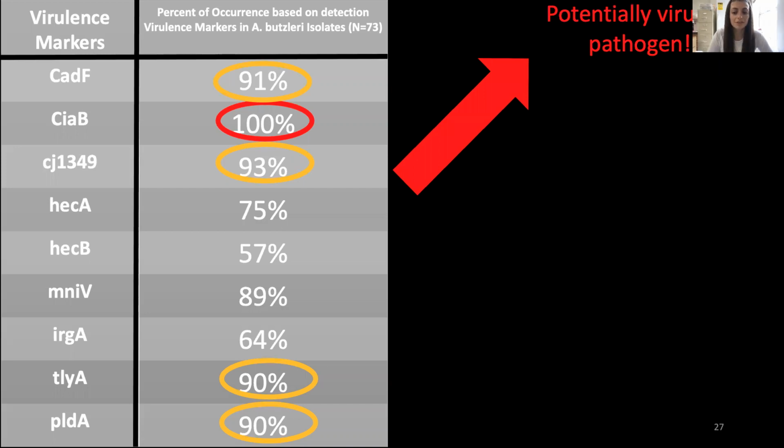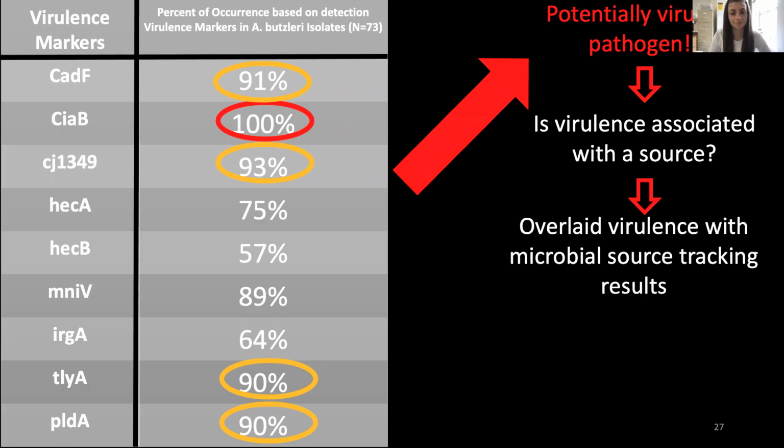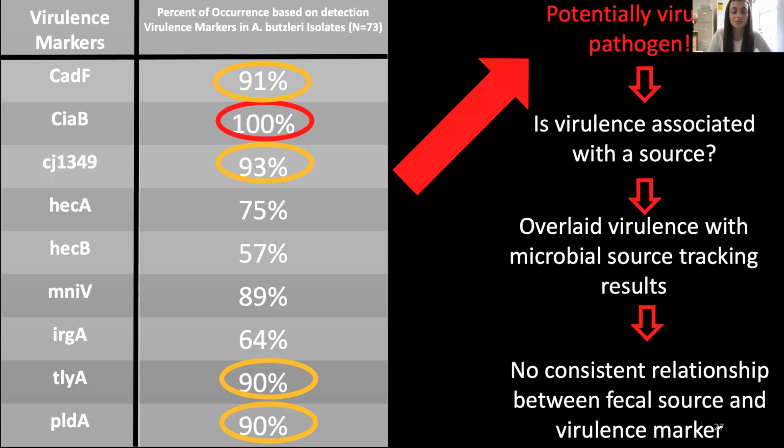To try to further determine if virulence was associated with a source, I overlaid the presence of virulence genes with microbial source tracking results. However, no consistent relationship between fecal source and virulence marker was found.